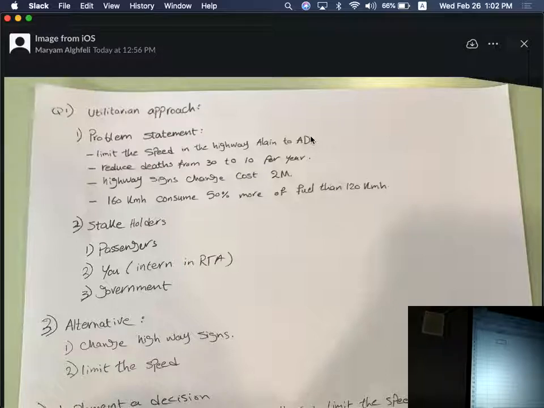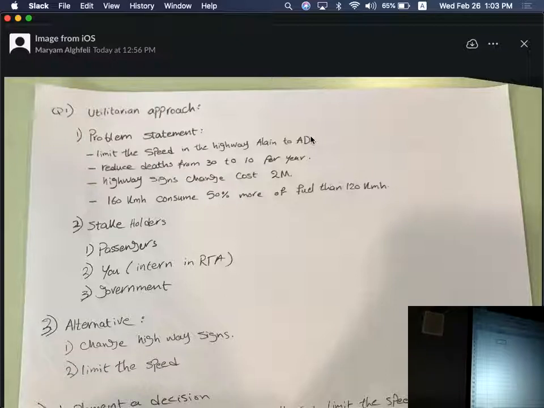No, why not? Changing the highway is the same thing. Well, we're talking about the stakeholders. You don't agree with the stakeholders? Oh, the alternative. Let's go back to stakeholders. Do you agree with the stakeholders?